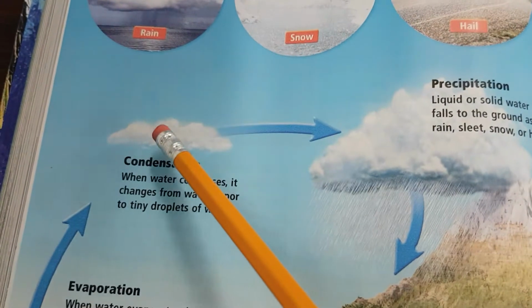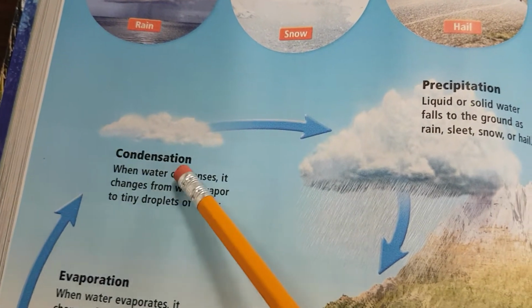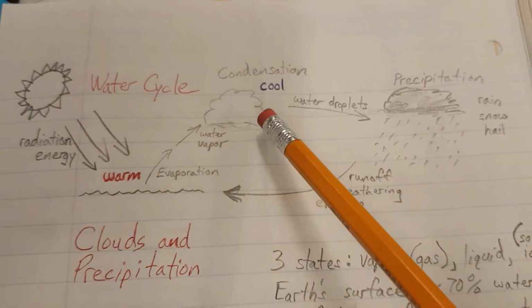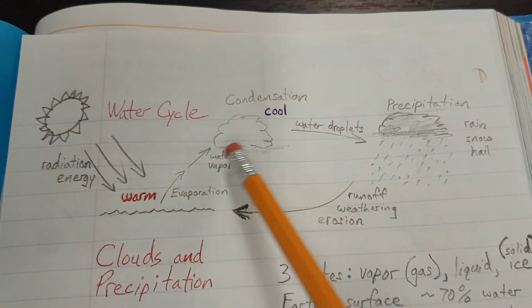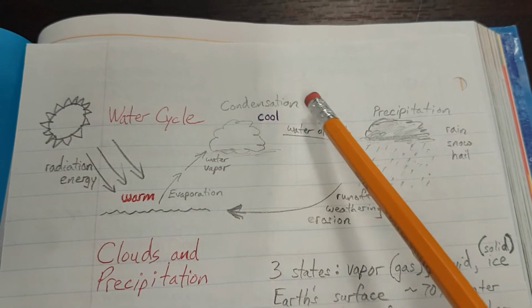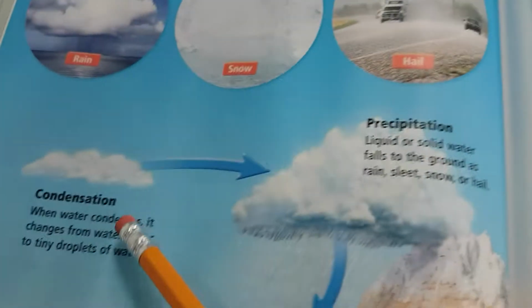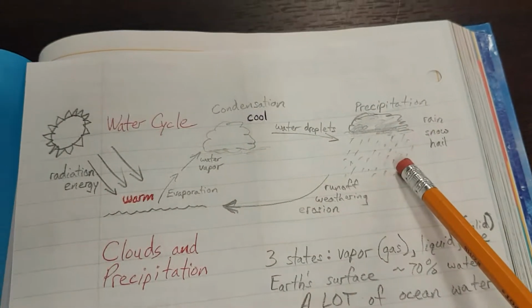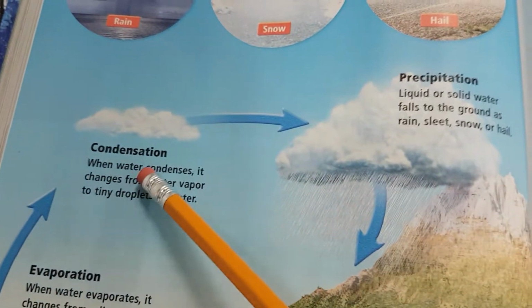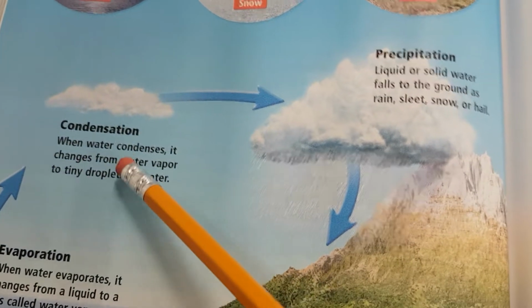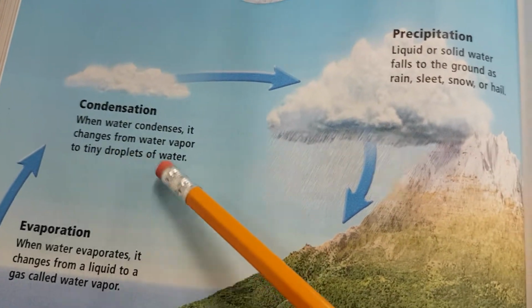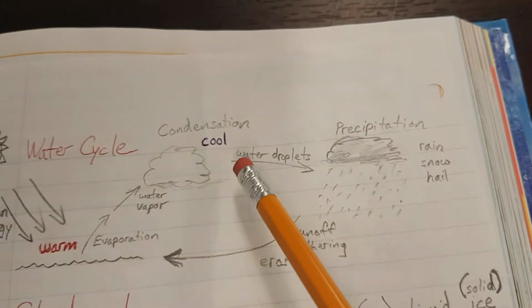Okay, the second picture is a small cloud and condensation. So a small cloud, and I did a little bit of squiggly underneath it, condensation. Arrows going over here, arrows going over here. And it says when water condenses, it changes from water vapor to tiny droplets of water. So I wrote water droplets.